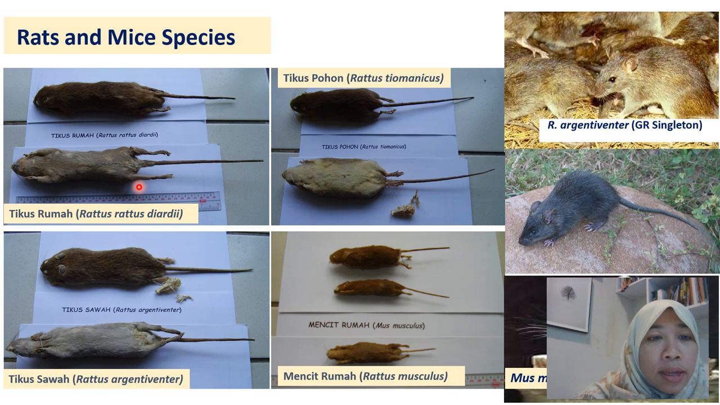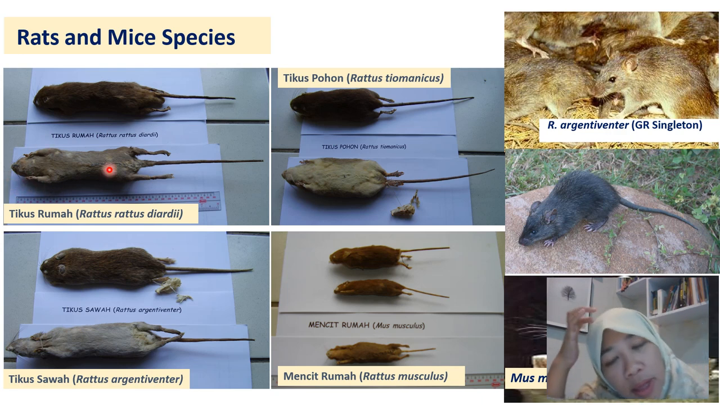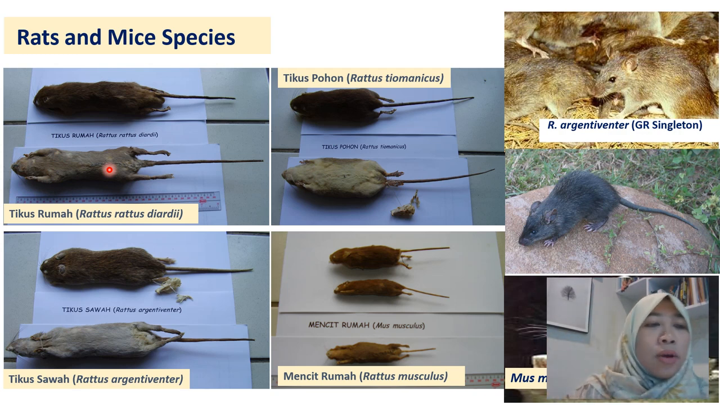Okay, and then the next process is drying, and then the skull is also removed. The skull means tengkorak. The skull is also removed. This makes it easier for us to identify the rat. That is how to make this rodent preservation.